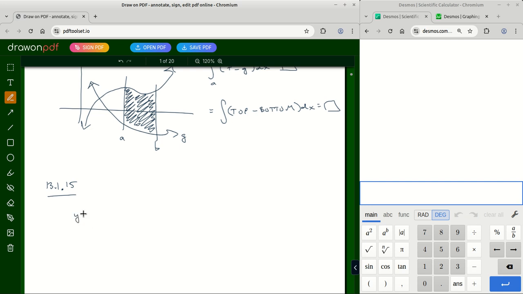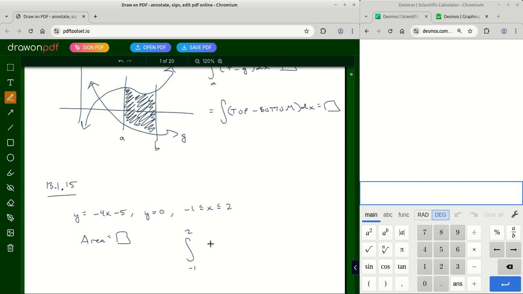We've got y equals negative 4x minus 5, and we have another function, y equals 0. And they say find the area between the two curves from negative 1 to 2. Okay, so they say find the area. Well, we just need to set this thing up, really. It's going to be the integral from negative 1 to 2 of the top minus the bottom.